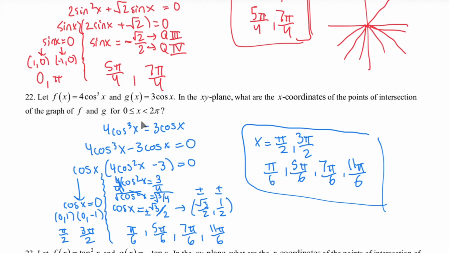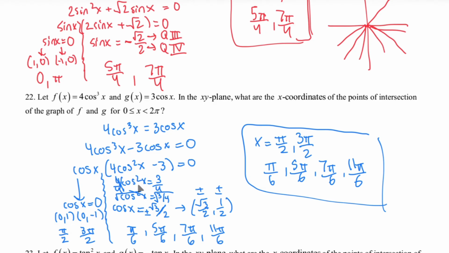Now number 22 looks like a lot. Yeah. So I set them equal to each other. Then I add them all to one side, and I saw that cosine of x I can factor out. So now I had these two, and then I solved them each. They're both equal to 0. This one gave me cosine of x is equal to 0, and those are the two values based on those two coordinates. Then here, I added 3 and divided by 4.